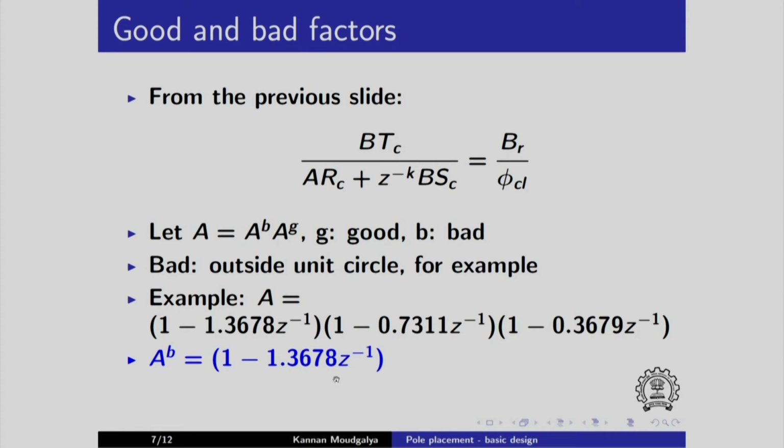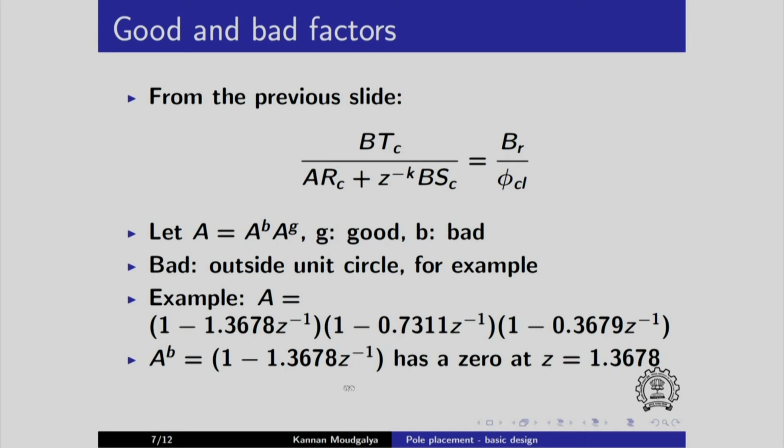What is the reason? Can you find out for what value of z this term becomes 0? It's very easy because you have z coming in the denominator, you have z to the power minus 1. So this factor will become 0 when z is equal to 1.3678.